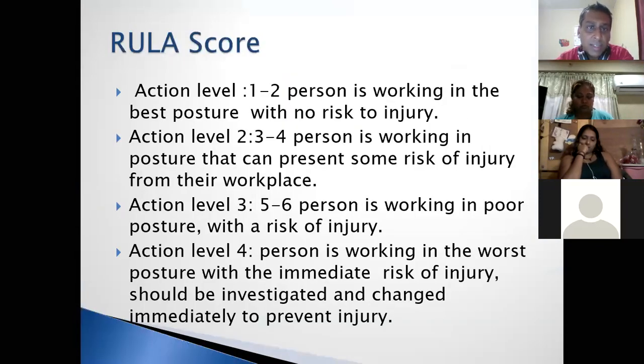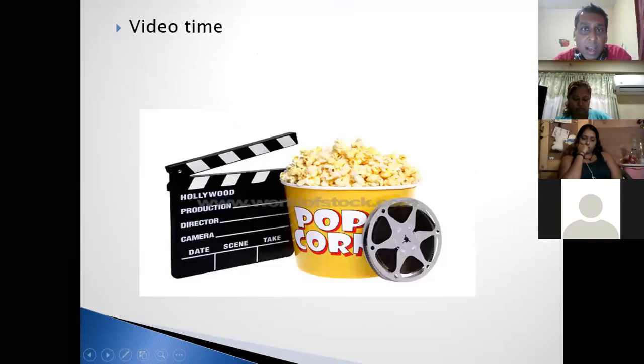So the action level you come up with is almost like the art. You have like a guide again, 1 to 2. When you finish and you get your score, you compare it. So 1 to 2, 3 to 4, 5 to 6, right? Level 4 person is working in the worst posture, which is something beyond 6, like I guess 7, 8 and stuff. Person is working in the worst posture with immediate risk of injury, should be investigated and changed immediately to prevent injury, right?